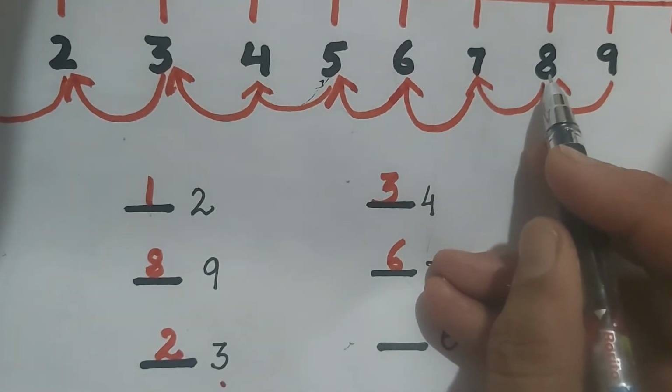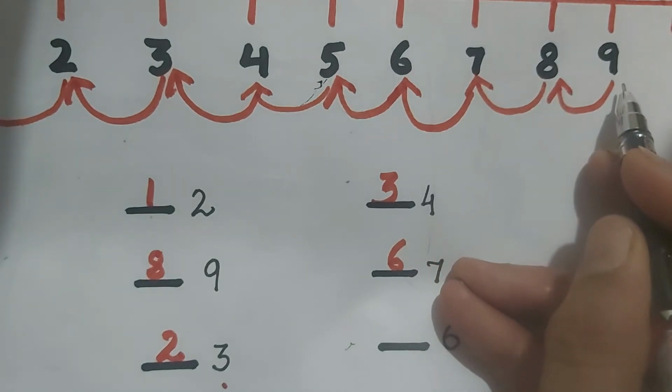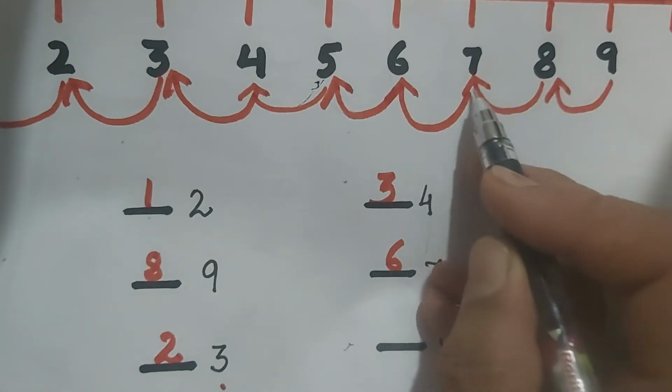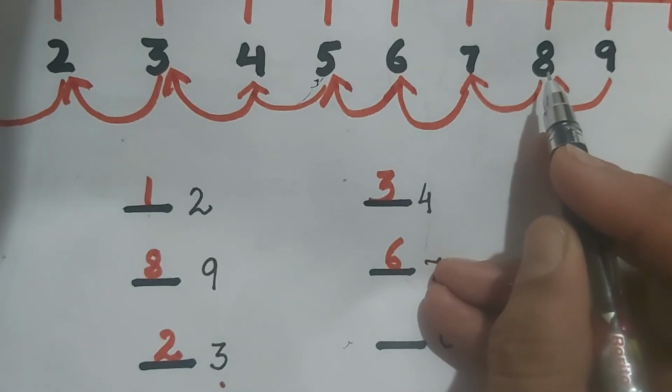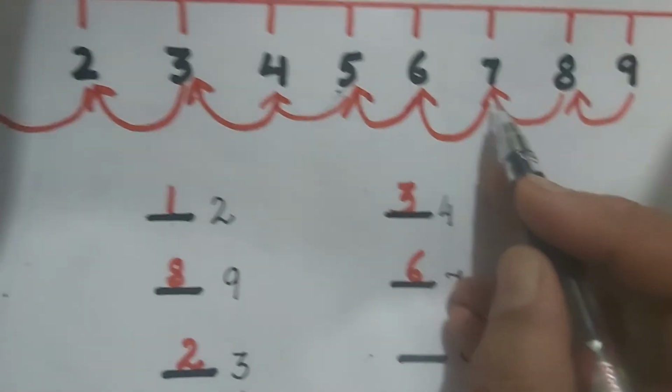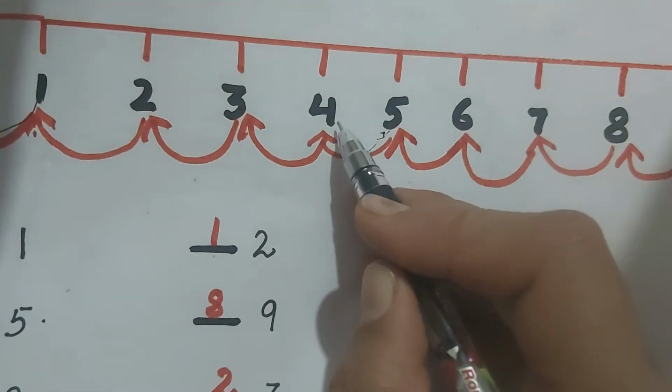Which number comes before 8? You will not go this side. You will come this side. Which number comes before 8? 7. Now number 4. 4 is here.